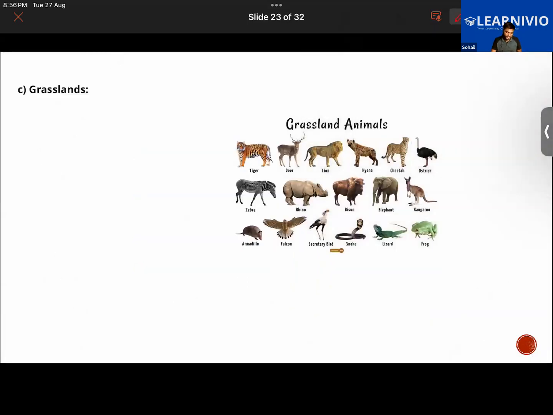Okay, so now we are going on to discuss the next type of habitat. That is the grassland habitat.